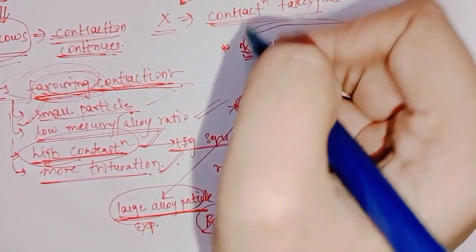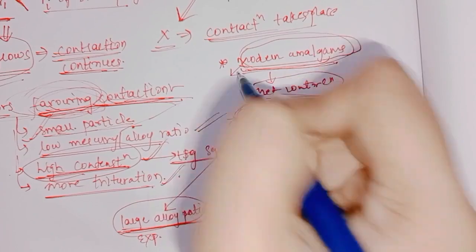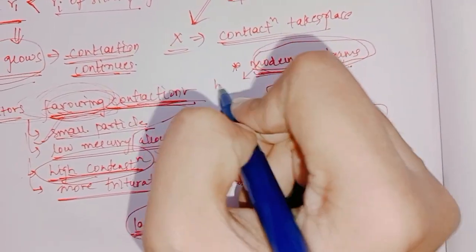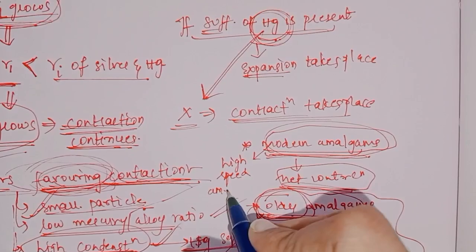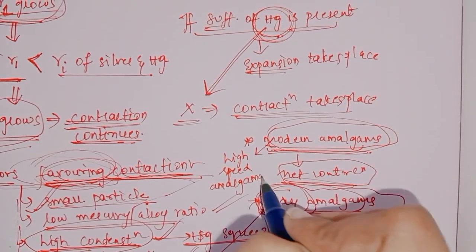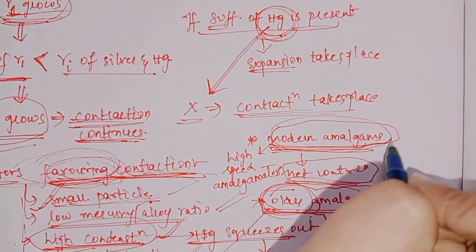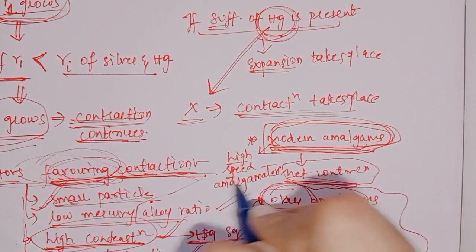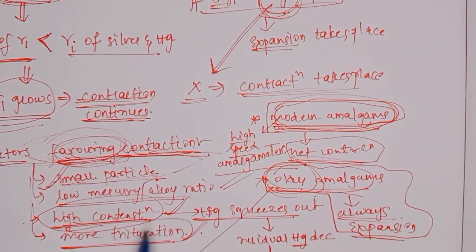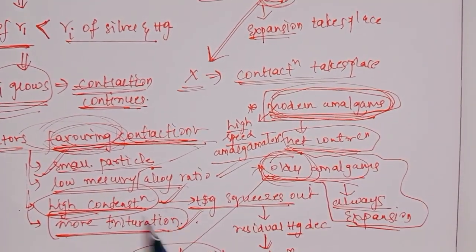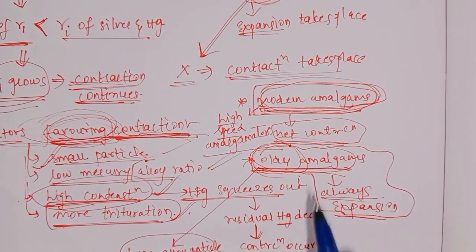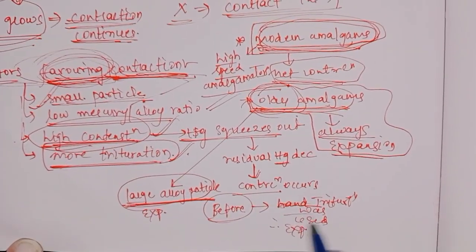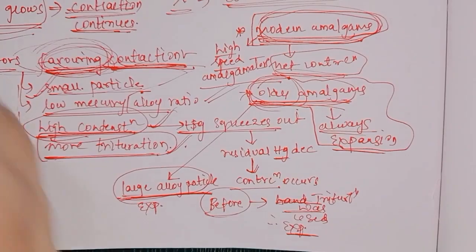Modern amalgams are mixed with high speed amalgamators. More trituration takes place. Therefore, it favors contraction. Whereas for older amalgams, hand trituration was used.